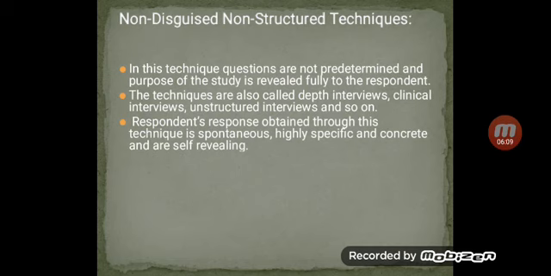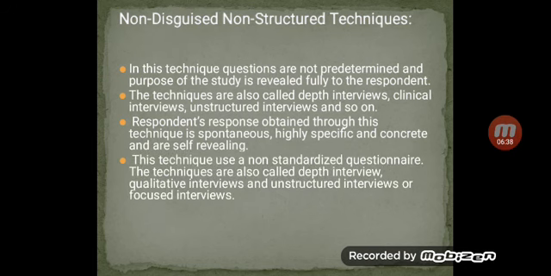Here the answer is spontaneous, as the respondents will not know what types of questions might be asked, and even the interviewer or the researcher will not have decided what questions he will be asking. Just like a friendly conversation, they will start the conversation, one will be giving answers and one will be asking questions. The exchange of information will be happening, so a spontaneous and highly specific answer will be given. This technique uses non-standardized questions. The technique is also called a depth interview. I have already told you that, and there are no standardized questions, only informal communication.